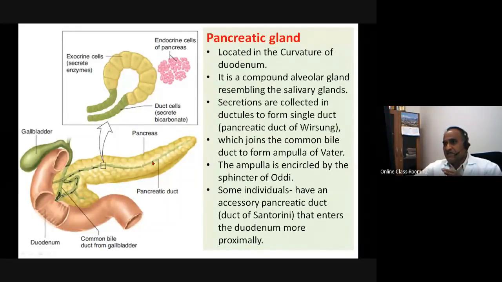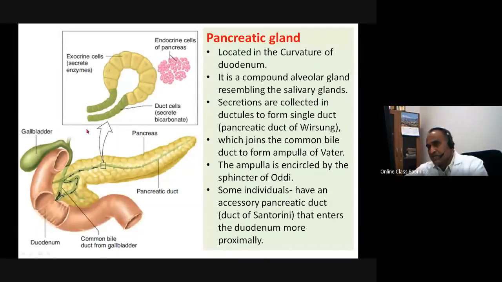I just want to say that it has glands similar to the salivary glands, and all these glands have a ductal system. They join and form the major pancreatic duct, what is known as the duct of Wirsung, and this duct joins with the common bile duct. So this opening here is the ampulla of Vater, and there may be an additional duct.